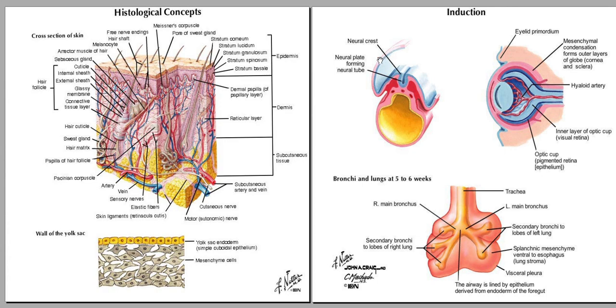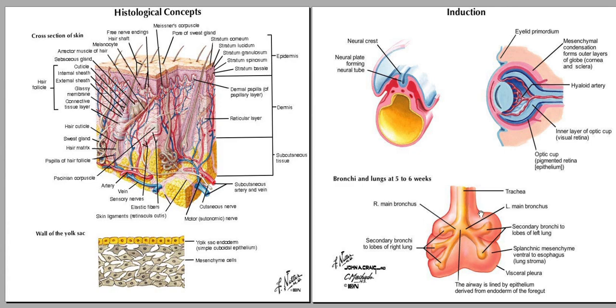Alright, so let's quickly go through this. Like we talked about, the neural crest cells are over here, the neural plate forming the neural tube over here too. The yolk sac, the mesoderm, endoderm, the ectoderm, and you could see the mesoderm too. The lateral plate mesoderm is over here, intermediate, and then paraxial mesoderm too. And here, that's the eyelid primordium. You can see the mesenchymal condensation, which forms the layers of the globe, the cornea and the sclera. And over here the hyaloid artery, the inner layer of the optic cup, the visual retina, and the optic cup too over here, pigmented retinal epithelium too.